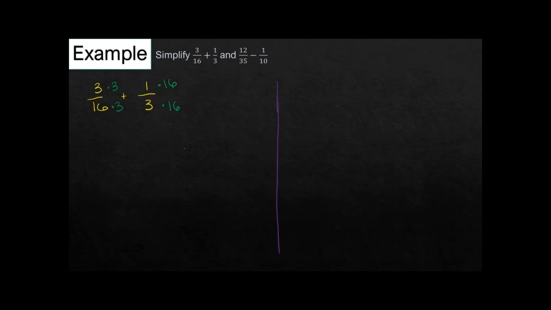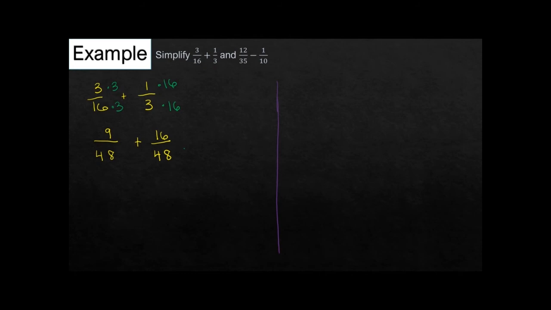So I like to work these going down, so you're going to want to get into the practice to work all math vertically. So 3 times 3 is 9. 16 times 3 is 48. 1 times 16 is 16. 3 times 16 is 48. So when I do something like a common denominator here, I will multiply. I'm going to work vertically.